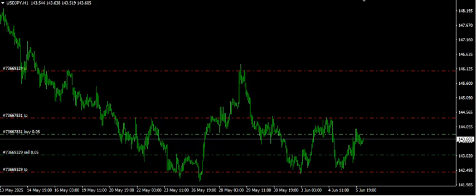Okay, as you can see the chart. This is the USD JPY chart on a kind of 1 hour time frame.